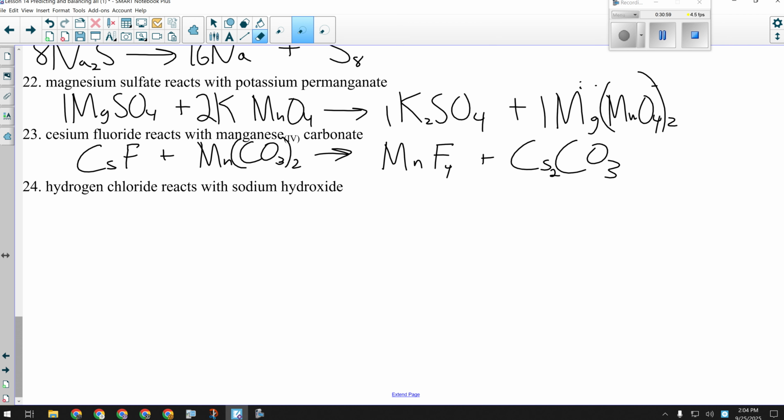Then I've got to balance. 4 is my biggest number. So if I put a 4 there, my fluorines are balanced. That gives me 4 cesium. A 2 there will make my cesium work as well as my carbonate. And the rest of the reaction should be good. So 4, 1, 1, 2 for that.